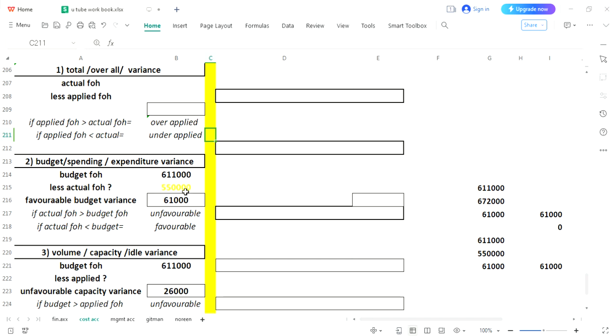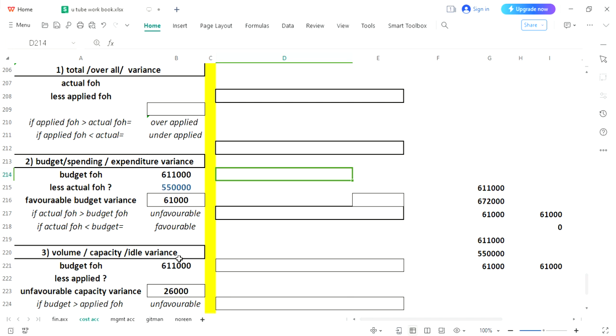Okay, so we have 5,50,000 as our actual FH. Thank you. Actual FH is 5,50,000. My opinion was you could have written 6,72,000 as well, but we'll have to make a favorable budget variance. For favorable, you will have to make actual less than budget. That is why you have subtracted it.